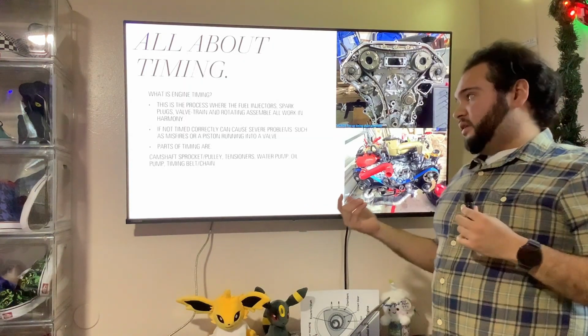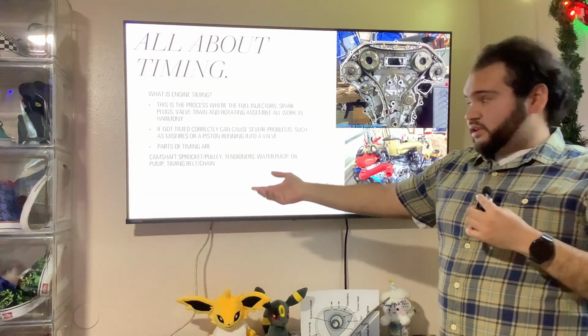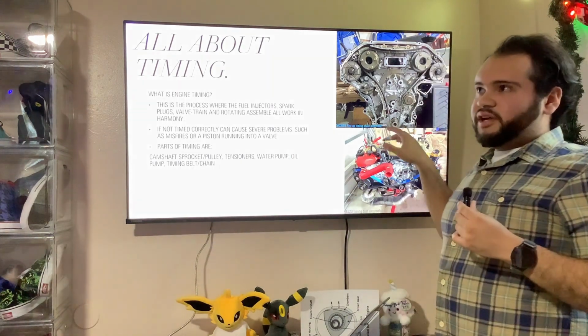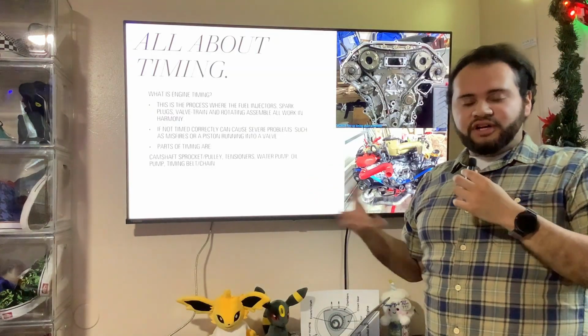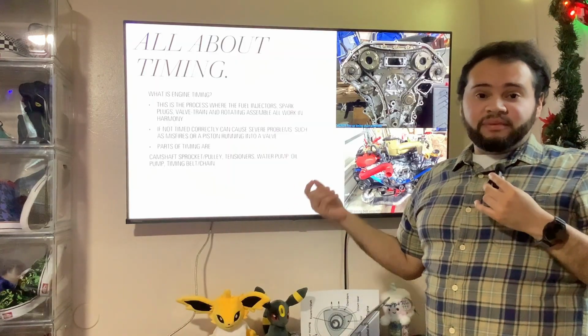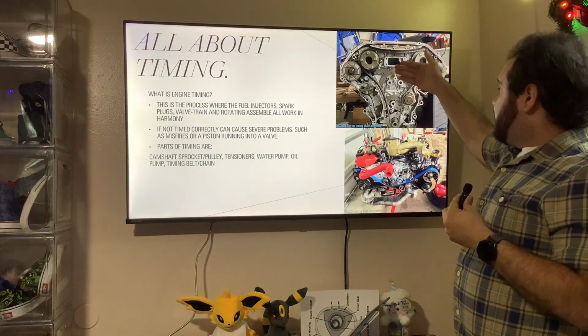Parts of the timing are the belt and chain, your camshaft sprockets, your pulleys, your tensioners, your water pump, and your oil pump. Your water pump helps send coolant through your entire engine to help keep it cool, while the oil pump sends oil through the entire engine to keep it lubricated.